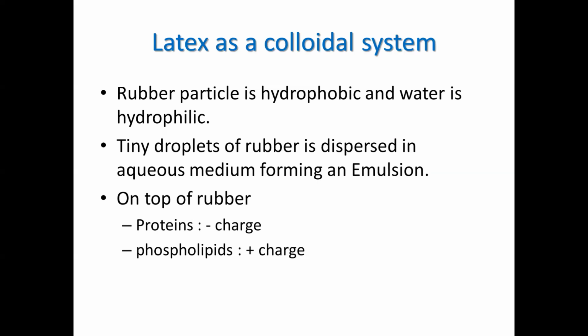These proteins have a net negative charge, and phospholipids have a positive charge. So where does this larger negative charge come from? Because of the larger amount of protein, and the proteins are very big compared to the lipids present, the rubber particle has a net negative charge. Okay.